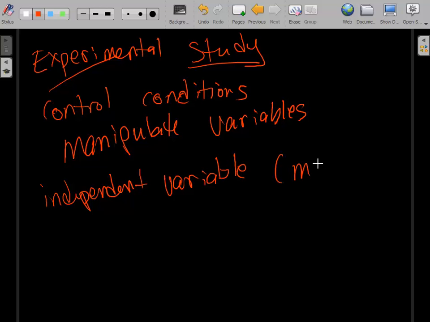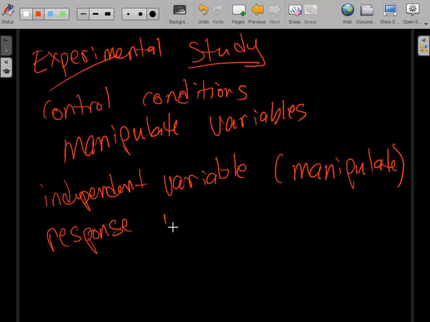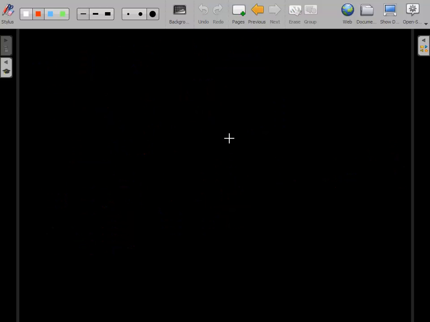Okay, and this is the one we manipulate. Okay, and after we manipulate this, we observe the response variable. Okay, so if we can determine that we manipulate the independent variable and we see a response, then we've established a causal relationship.